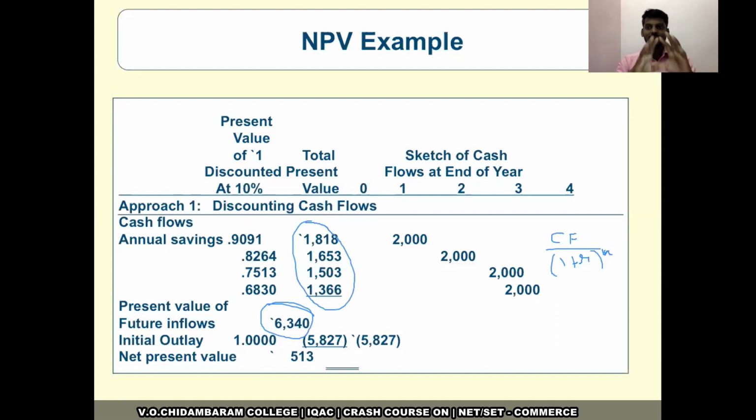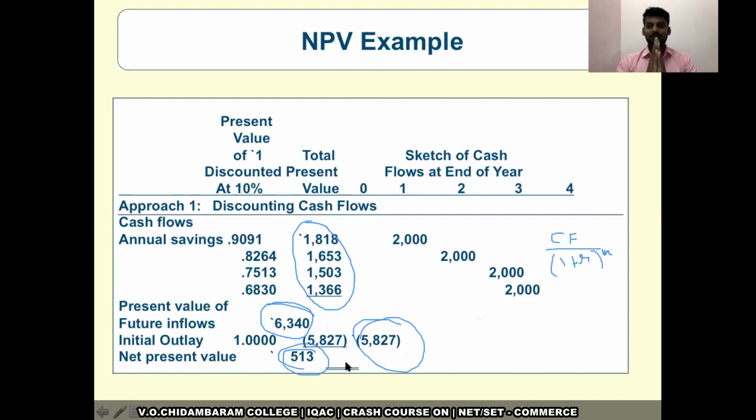When we look at it in common parlance, at first sight we would think that we are going to get 8000 rupees for investing 5800 rupees. But it is not the case. We are going to get only 6300 rupees. So is it profitable or not? Yes, it is profitable, because when you reduce your initial investment, you have got 6340 rupees and you have invested only 5827. So basically your profit is 513.